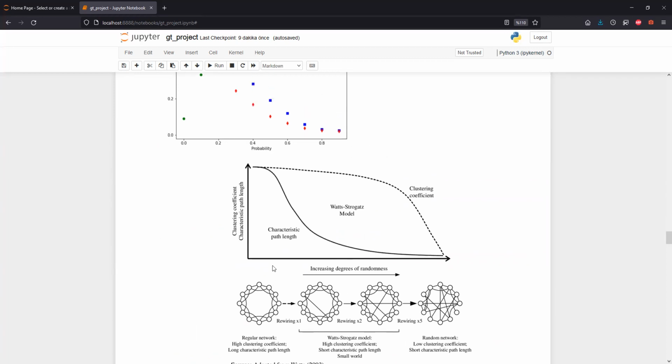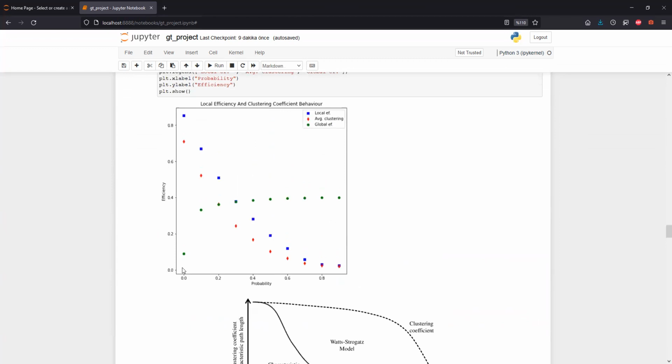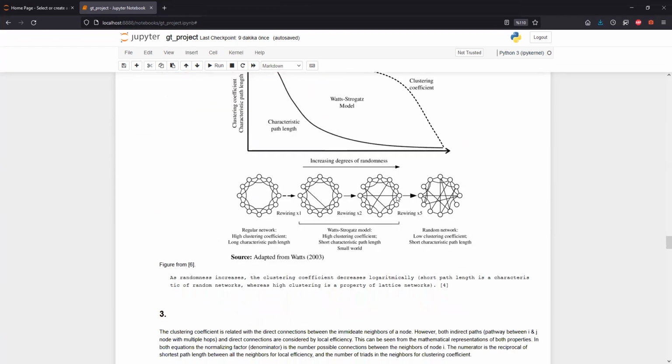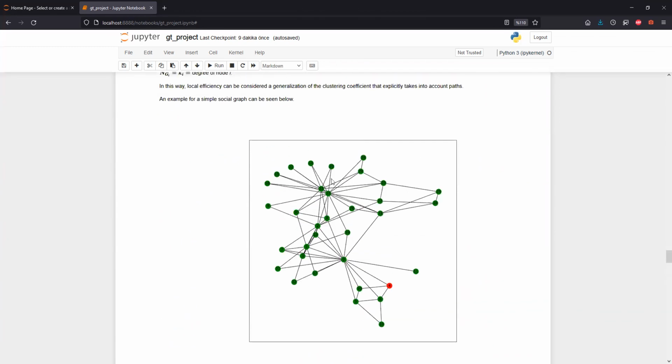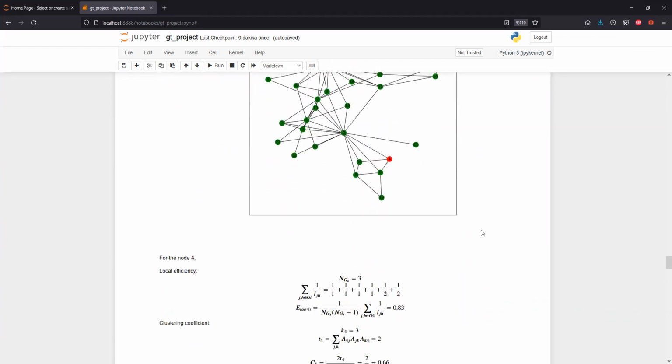When generating the graphs, the probabilities of random rewiring of the edges were gradually increased, and it was observed how clustering and local efficiency changed as the randomness increased. Lastly, let us show you a basic example of a single node from the Karate Club graph to clarify metrics.